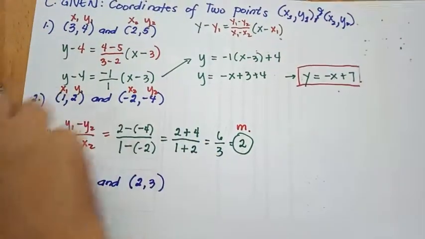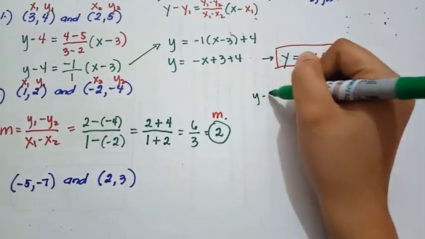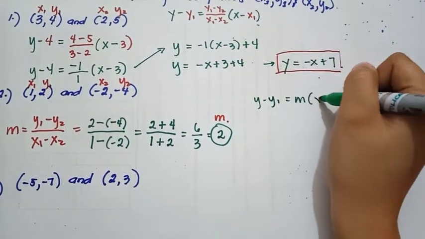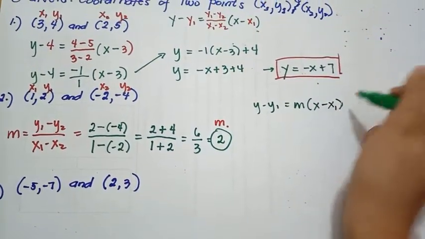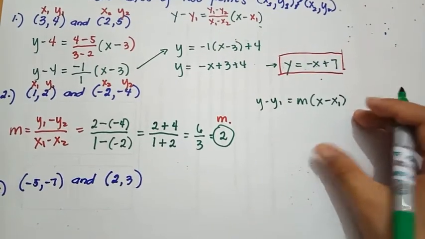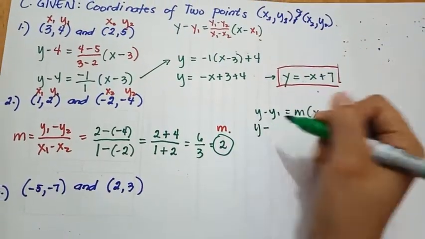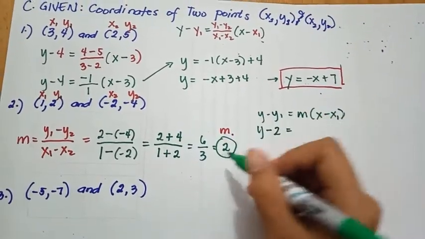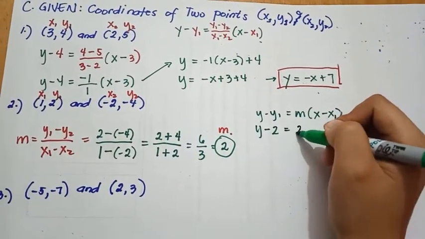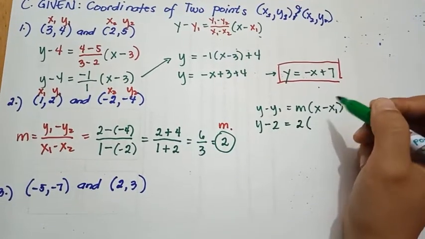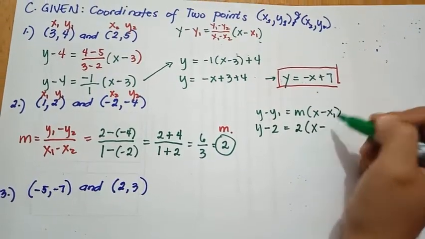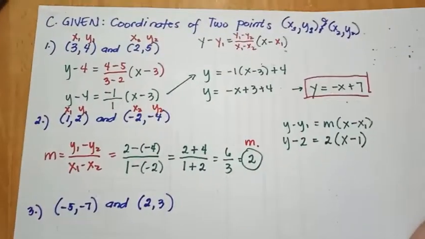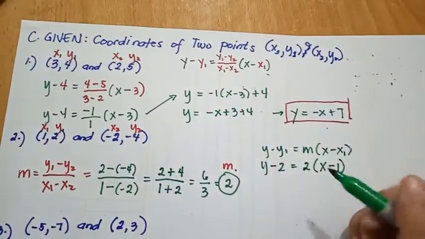Substituting it to the formula y minus y sub 1 equals m times x minus x sub 1, which is also known as the point slope form. Y minus our y sub 1 is 2 equals our slope, which is 2, and x minus our x sub 1 is 1. We may now simplify our equation.